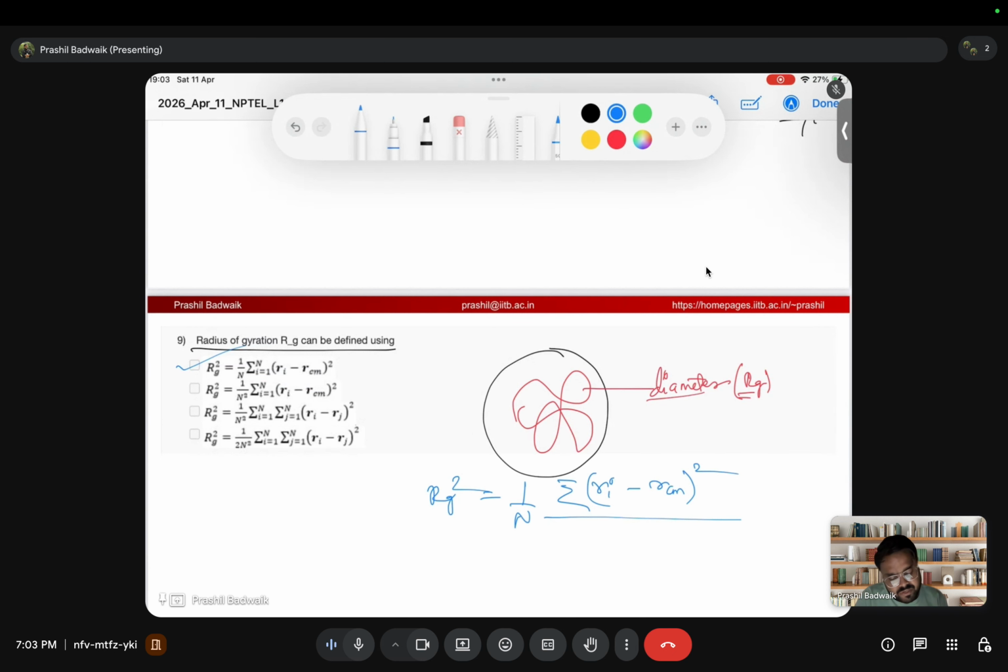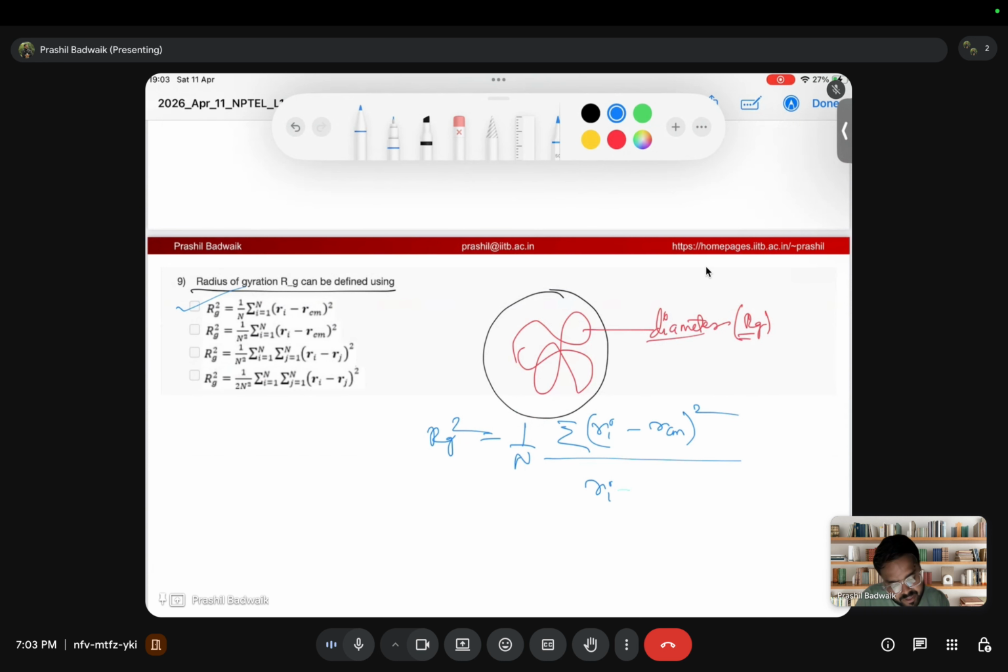Or there is another way. We take each atom as a reference. So Ri minus Rj, each atom as a reference, summation over i equals 1 to n, j equals 1 to n. First we take one atom as a constant reference and calculate the positions of the other atoms from that location. Similarly, we keep each particle as a reference. So we get the average location of a second atom from the first atom, right? So we get the average distance. So here option C is also correct, Ri minus Rj, to get the diameter of that polymer or ring particle, right?